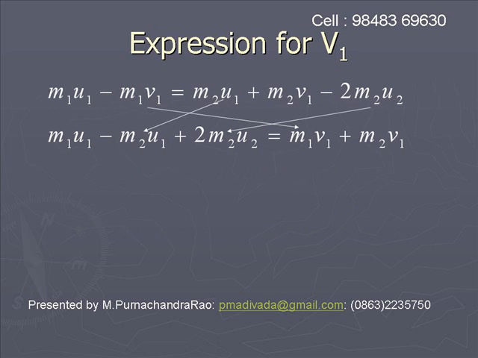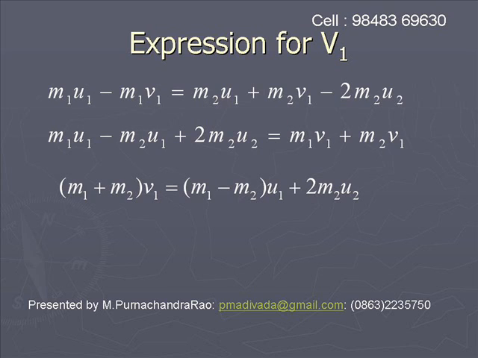This can be rearranged as m1 u1 minus m2 u1 plus 2 m2 u2. That is, m1 v1 is taken to the right side and m2 v1 is also taken to the right side, and the remaining quantities are transferred to the left side. v1 quantities are transferred to the right side and u1 u2 quantities are transferred to the left side. So m1 u1 minus m2 u1 plus 2 m2 u2 is equal to m1 v1 plus m2 v1.